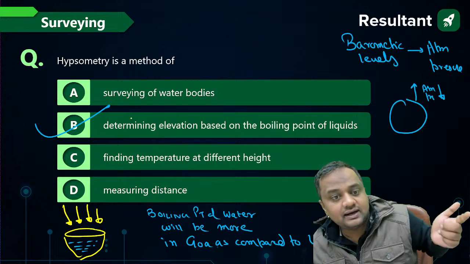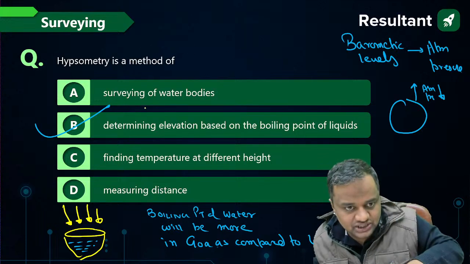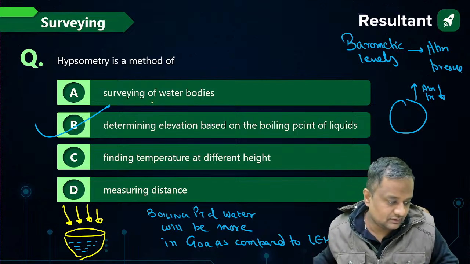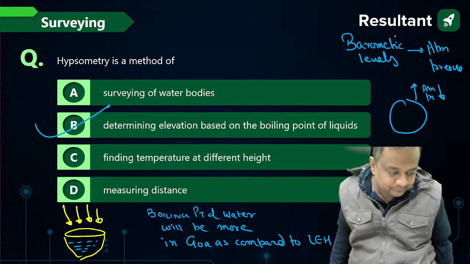So noting down the boiling point and getting the height, relating it with height, making a calibration chart, that is called hypsometric leveling. And barometric leveling is finding the height from the atmospheric pressure.